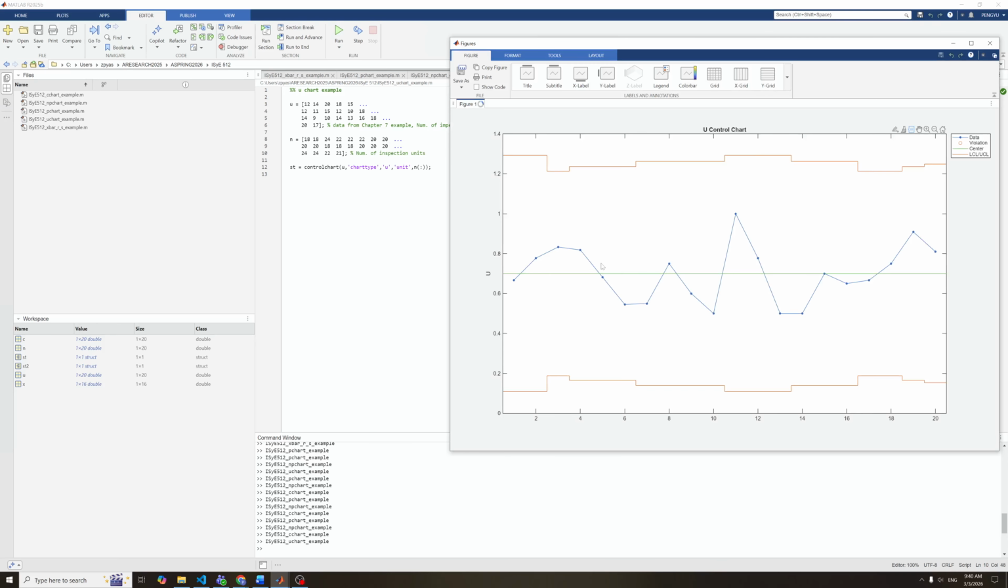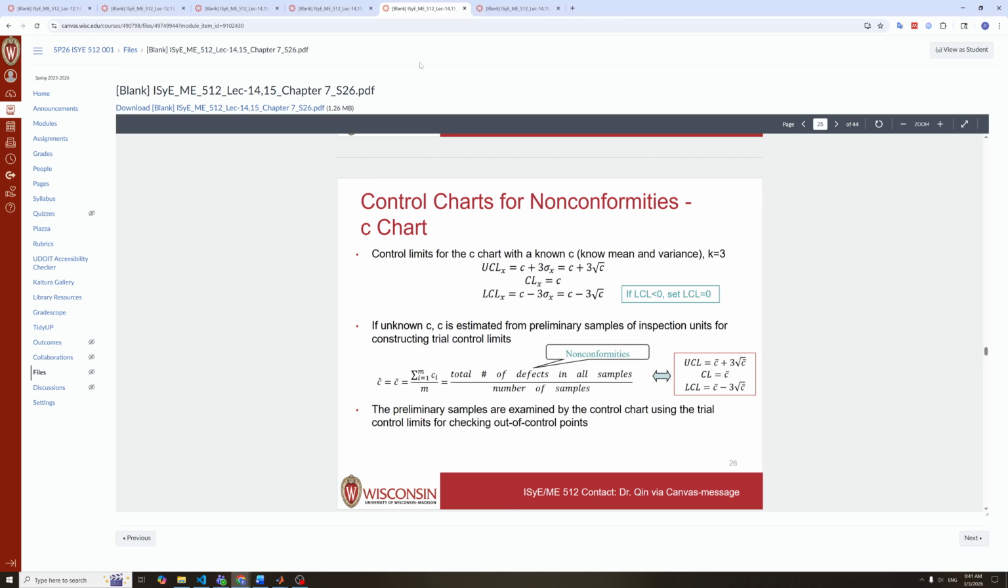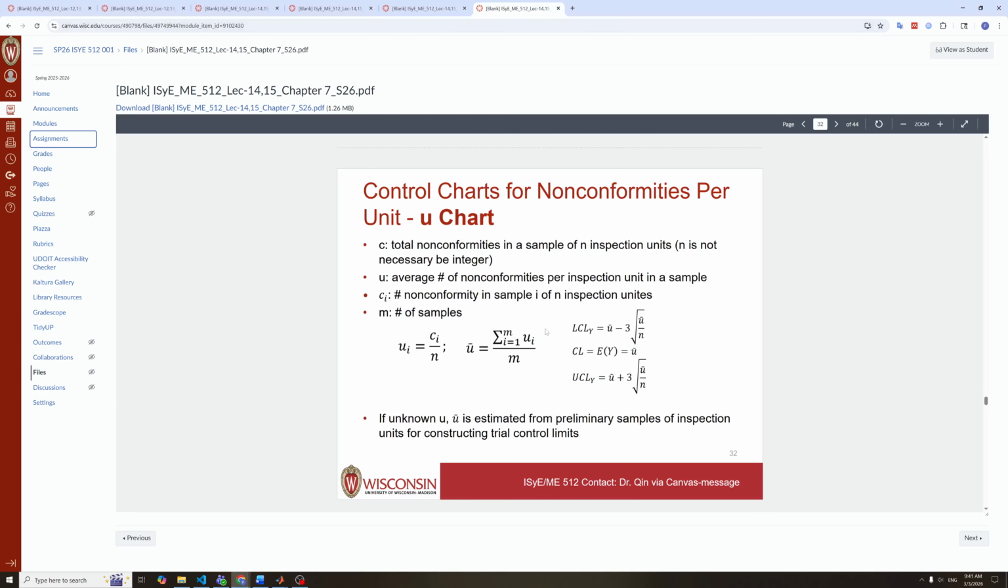In the figure, the green center line U bar equals the sum of Ui over the sum of Ni. We get the control limits based on the Poisson model assumption. Since the sample size varies, the control limits are not constant across all points. For every value of UCL and LCL, we calculate with a formula like this.